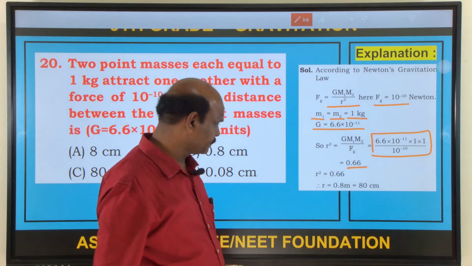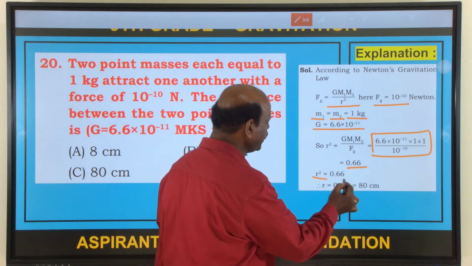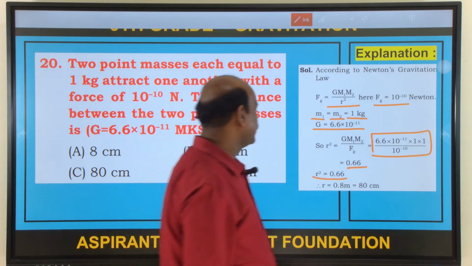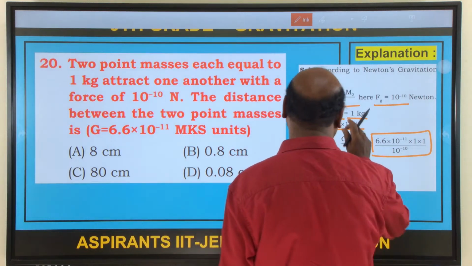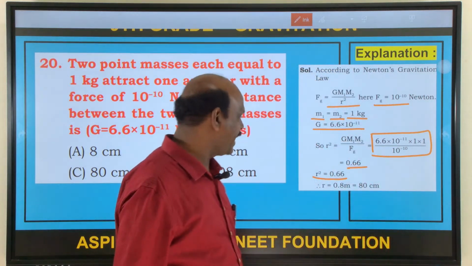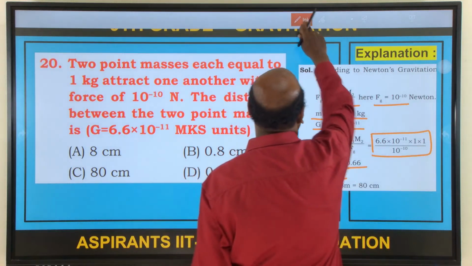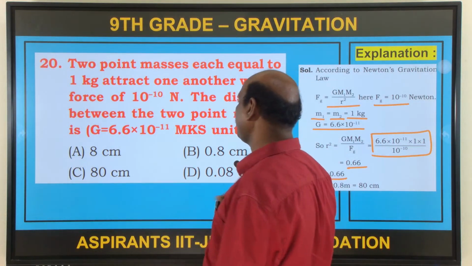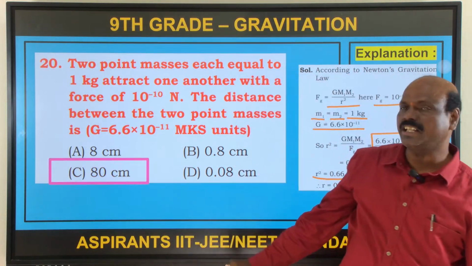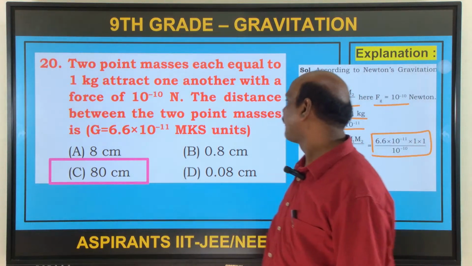r square is equal to G m1 m2 by F, and we get 0.66. So r is approximately 0.8 meters. Converting it, you get 80 centimeters. So the answer is 80 centimeters.